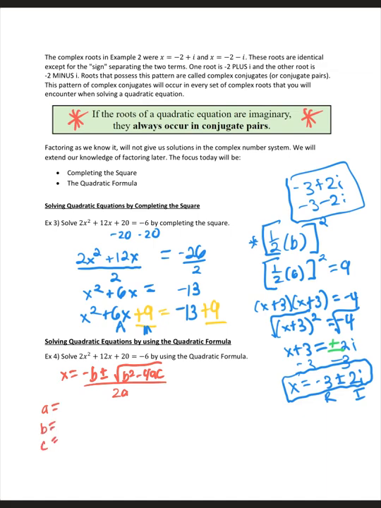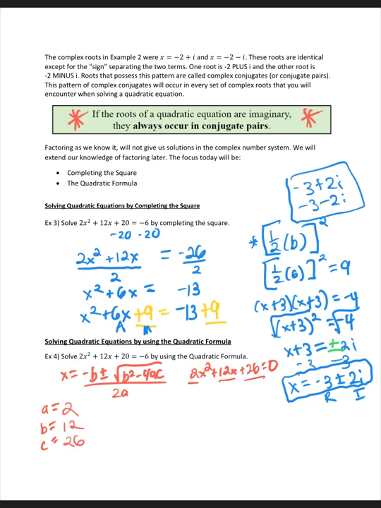Now, in order to identify a, b, and c, I'm going to take this equation and first bring my constant over to the other side. So I'm going to have 2x squared plus 12x plus 26 equals 0. Whenever we solve using the quadratic formula, we always need our equation to equal 0. So in this case, a is 2, b is 12, c, my constant, is 26.